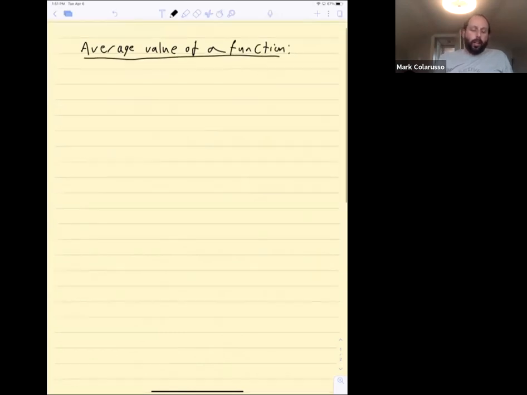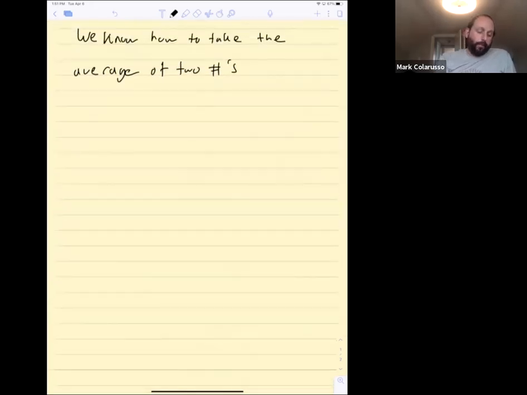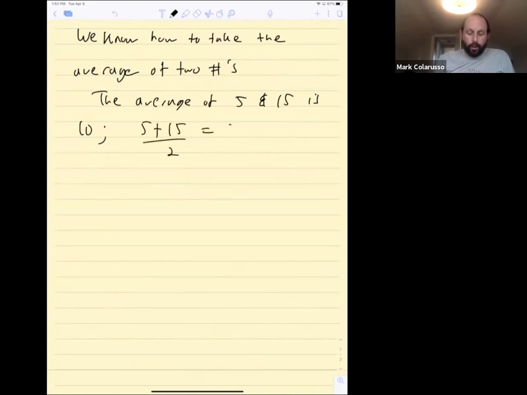Okay, so we know how to take the average of two numbers, right? So if you have, say, the average of 5 and 15 is 10, and the way you compute that is 5 plus 15 over 2 is 20 over 2, which is 10. So I put that there.